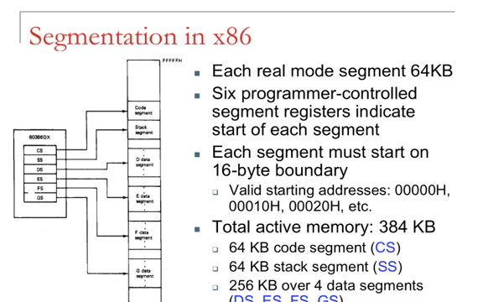The total active memory is 384 kilobytes. And how do we get that number? 64 times 6. We have a 64K code segment, 64K stack segment, and overall 256 kilobytes over 4 data segments.